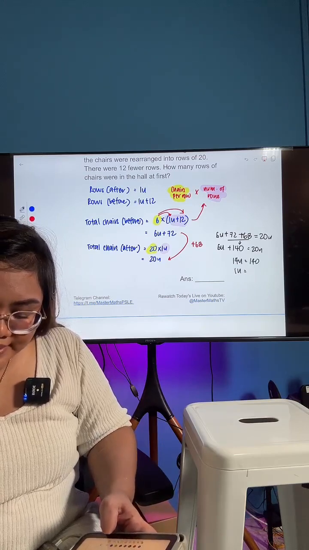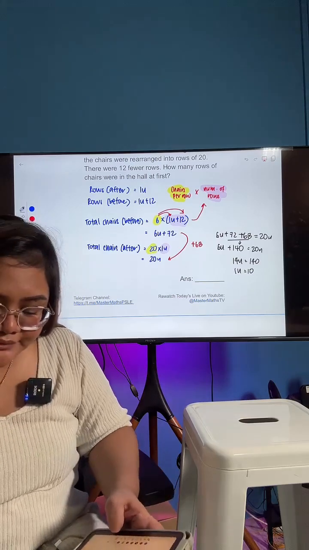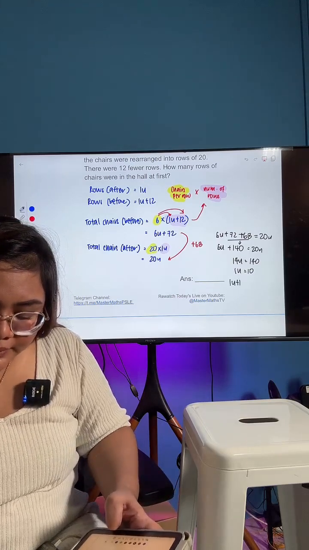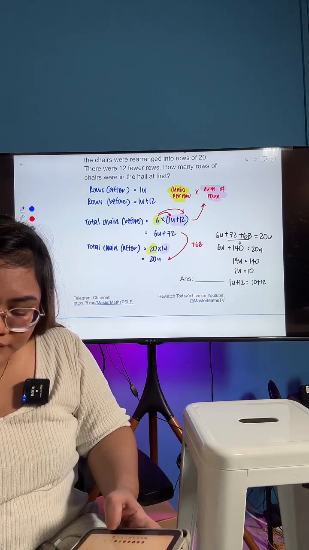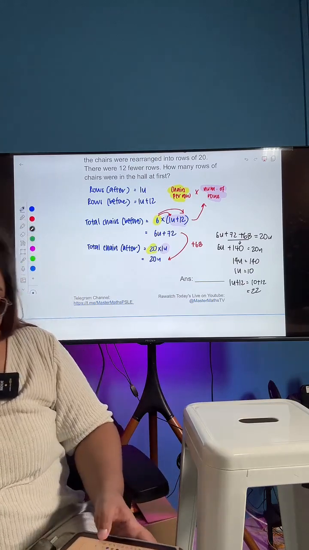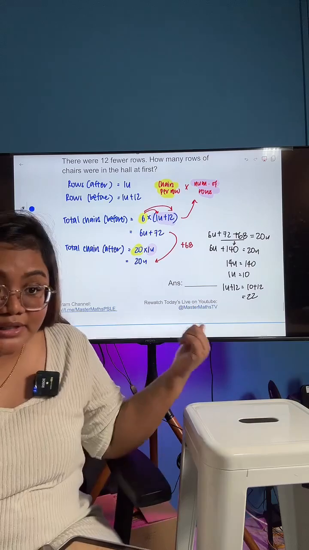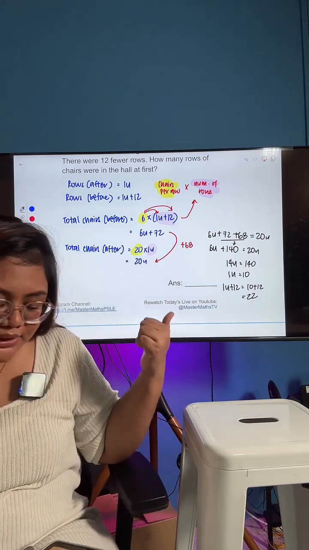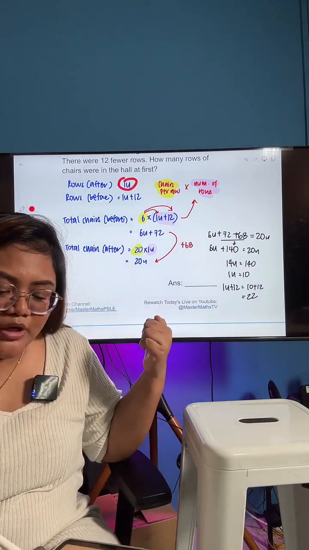So 1 unit will be 10. This is the rows after. So rows before, 1 unit plus 12, is 10 plus 12 to give you 22. Okay? So if you don't understand the diagrammatic example earlier, then you can use units to help you solve.